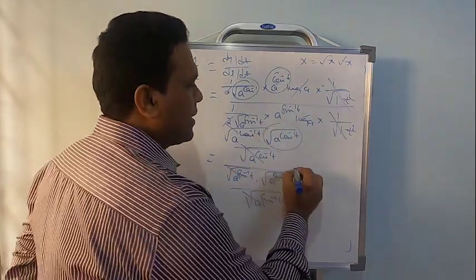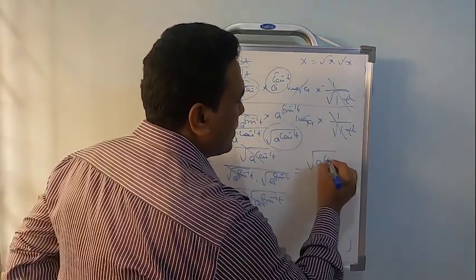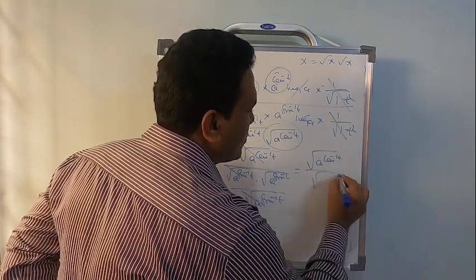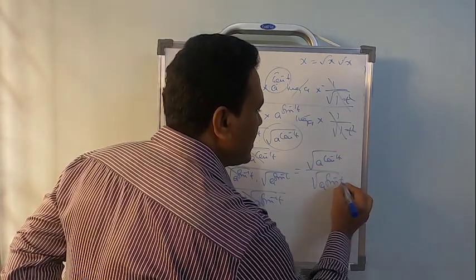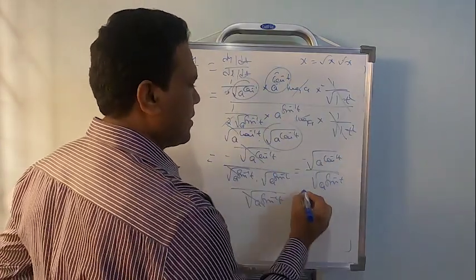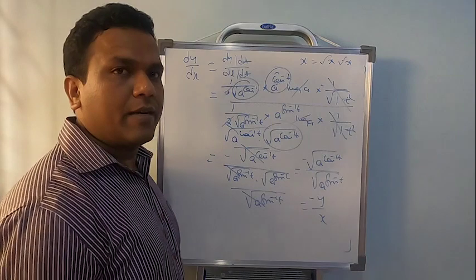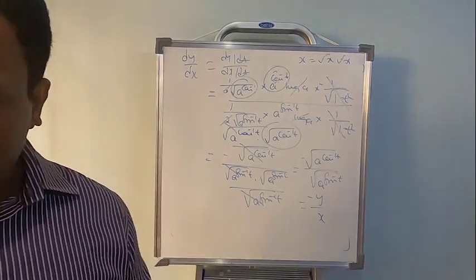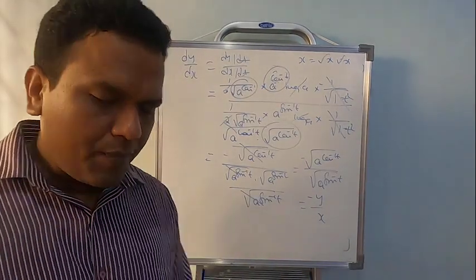Now the remaining in the numerator is square root of a power cos inverse t by square root of a power sin inverse t. That is nothing but, there is a minus sign, remember, that is nothing but minus y by x. Okay, students. Now let's move to the next.